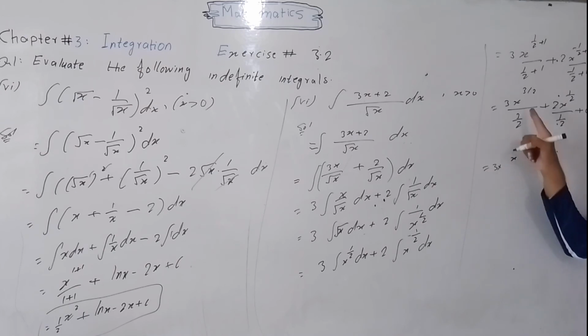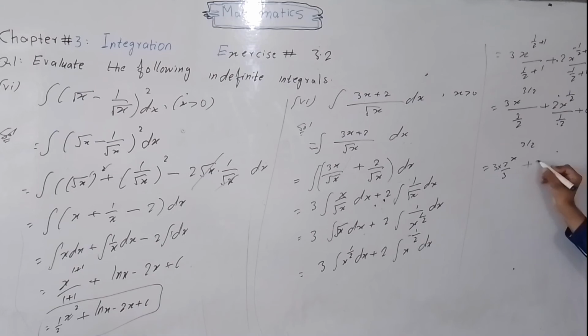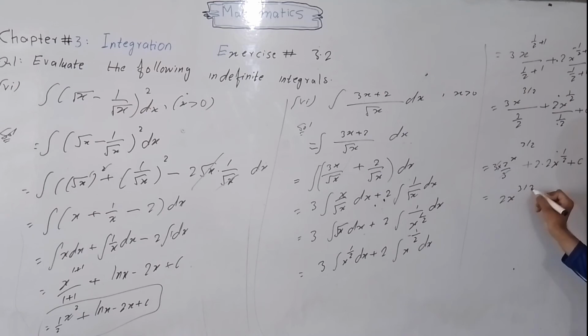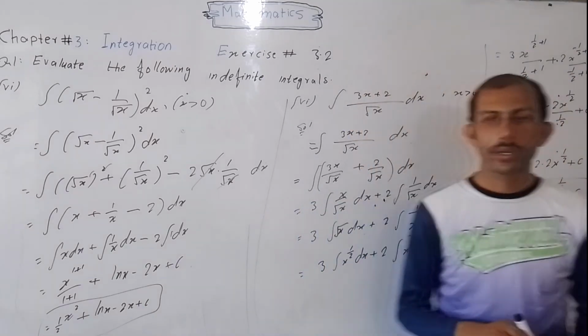3 multiplied by the whole denominator term 2 divided by 3, plus 2 dot 2 x power 1 over 2 plus c. The 3s cancel, which is equal to 2 x power 3 over 2 plus 2 times 2, that is 4 x power 1 over 2 plus c, which is the required solution. Next part.